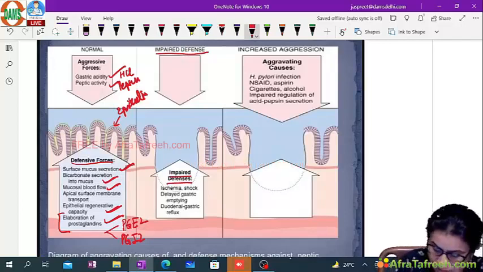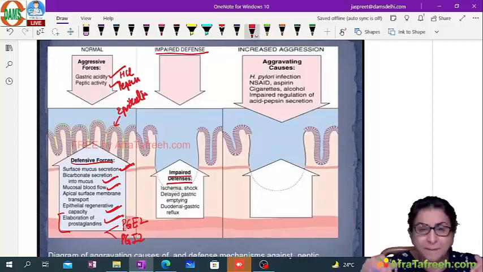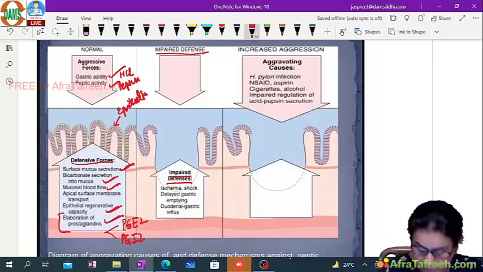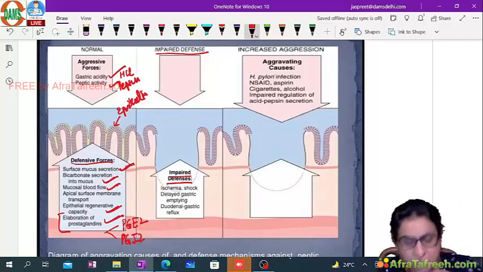So when can an ulcer form in the stomach? If these defenses are not there. If these defenses are impaired, acid and pepsin will act on the epithelium and cause damage to it. Impaired defenses are seen in ischemia. Ischemia means enough blood is not coming into the stomach.